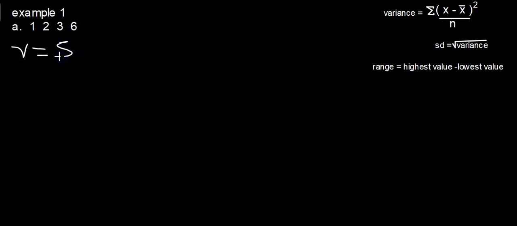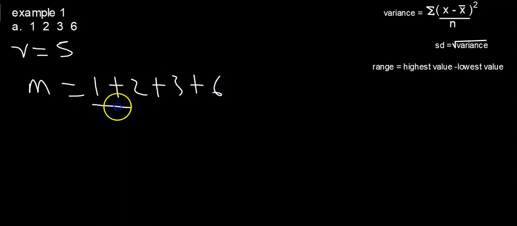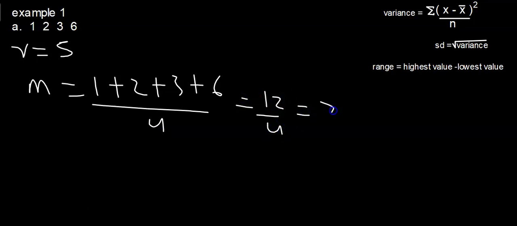And then to get the variance and standard deviation, I need the mean. The mean is the sum of the values over the number of values. So it means 1 plus 2 plus 3 plus 6, the whole over the number of values. I have 4 numbers, so it means 4. And then this will be 12 over 4, which is 3. So my mean is 3.